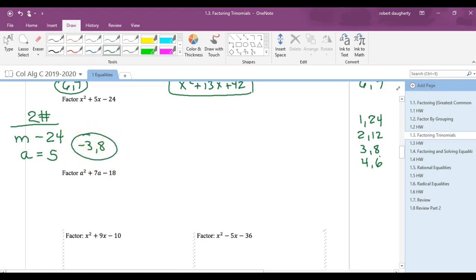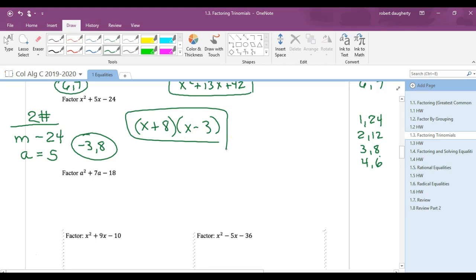When you multiply those numbers, what do you get? Negative 24. When you add those numbers, what do you get? 5. That means these numbers represent my answer. So what's the factorization here? Yeah, x plus 8, x minus 3. It doesn't matter which order. That's how that gets factored.